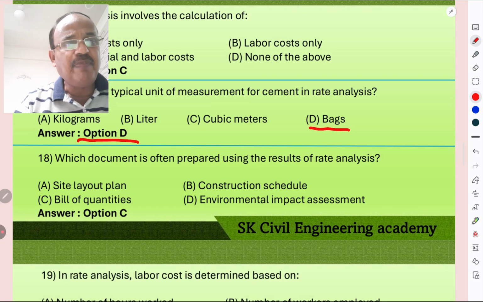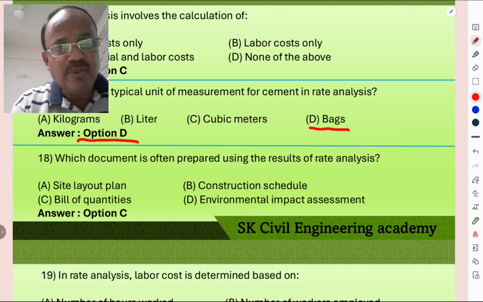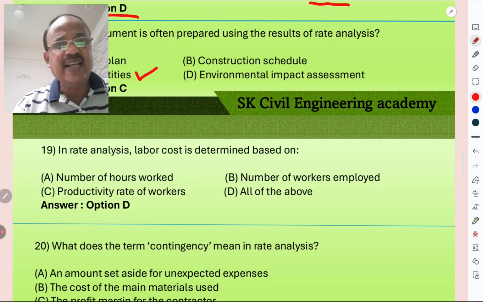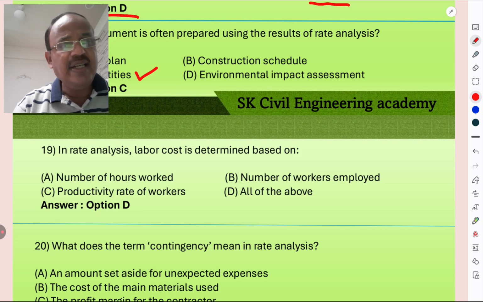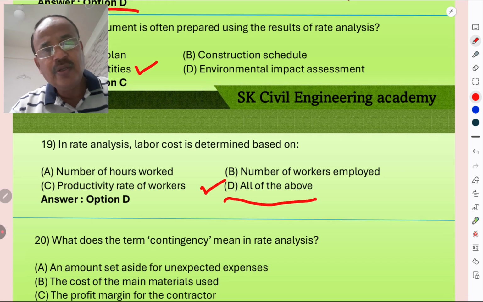Which document is often prepared using the results of rate analysis? Site layout plan, construction schedule, bill of quantities or environmental impact assessment. BOQ, bill of quantities, is prepared after rate analysis. In the rate analysis, labor cost is determined based on number of hours worked, number of workers employed, productivity rate of workers, and all of the above. All of the above is considered for labor cost.